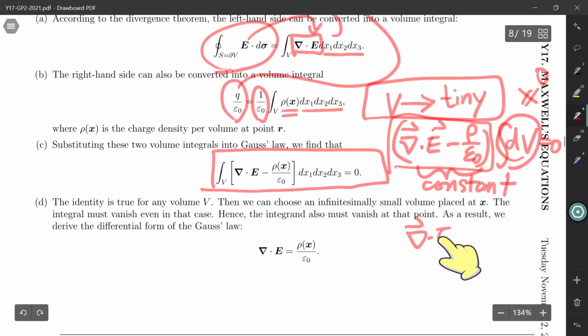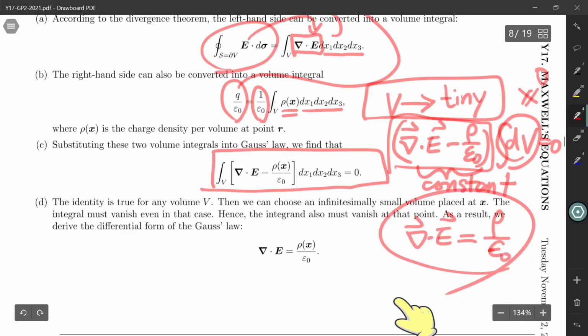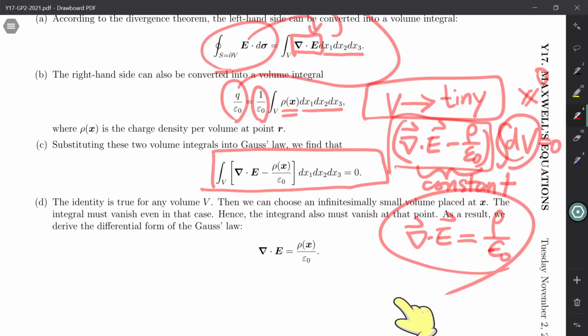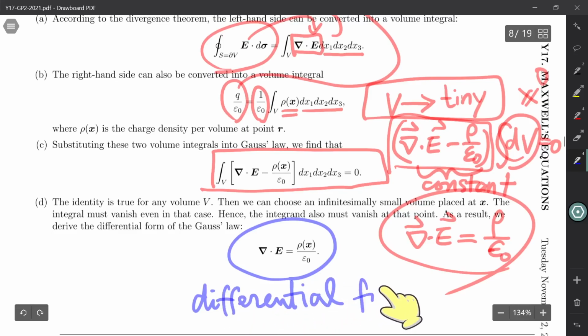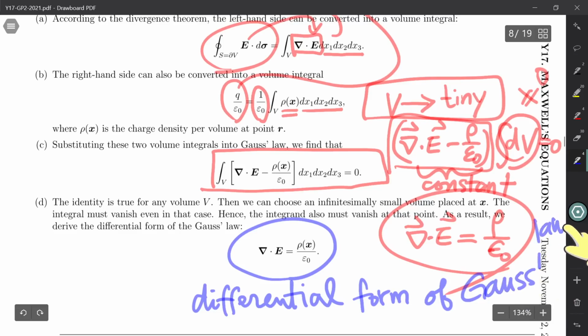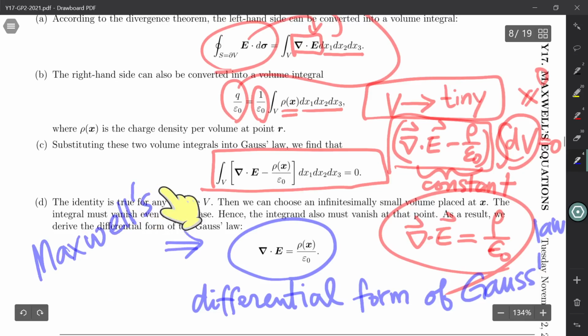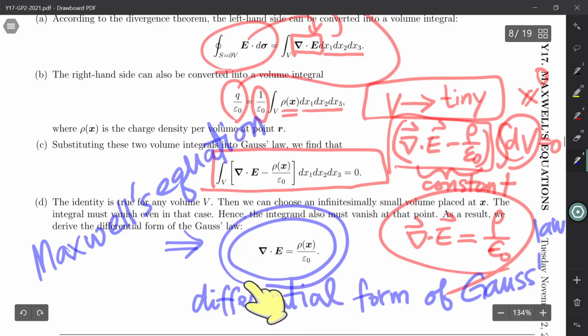So divergence E equals rho over epsilon 0. This is true everywhere, including the origin. So we end up with the differential form of Gauss' law. And this is called Maxwell's equation. There are four Maxwell's equations, but one of the equations is this, which corresponds to the differential form of Gauss' law.